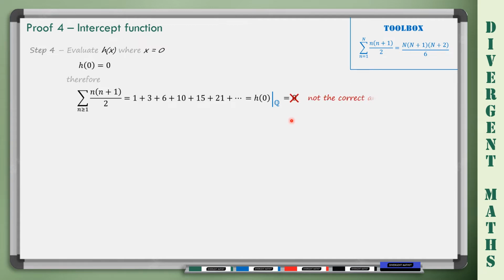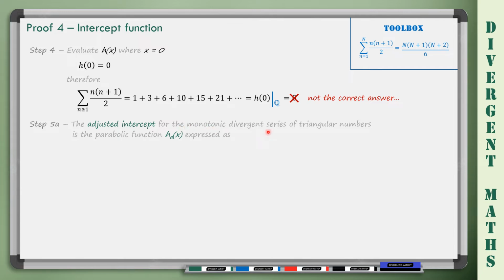Is this correct? Nope, that's not the correct answer. We have seen it already in the previous 2 or 3 proofs, that it's negative 1 over 24. So where did we go wrong here? In that case, we need the adjusted intercept for the monotonic divergent series of triangular numbers. And that adjusted intercept, h sub a of x, can be expressed as negative 1 over 24 plus x squared times 2x plus 3 over 12. So that is a correct formula for the adjusted intercept function that we need. And once we got that formula, we evaluate it at x equals 0.